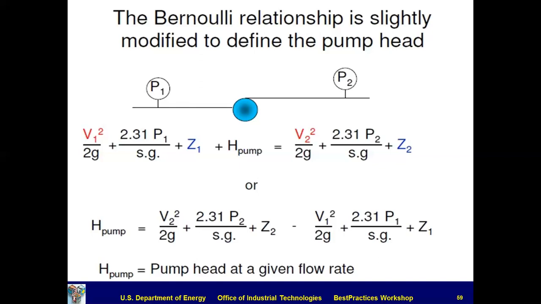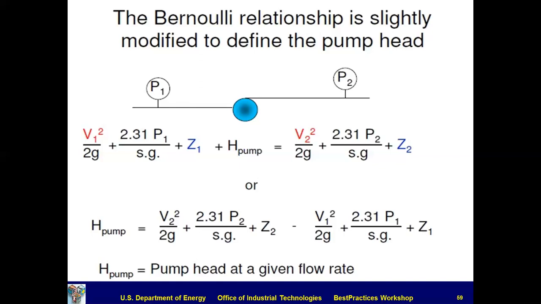So that plus the pump head, that's the energy that's coming in. Then we're going to put in additional energy in the pump, which is the pump head. And all that energy is going to appear at point 2 downstream, which is velocity head V2 squared over 2g, 2.31 times P2 divided by specific gravity, and the elevation, Z2.